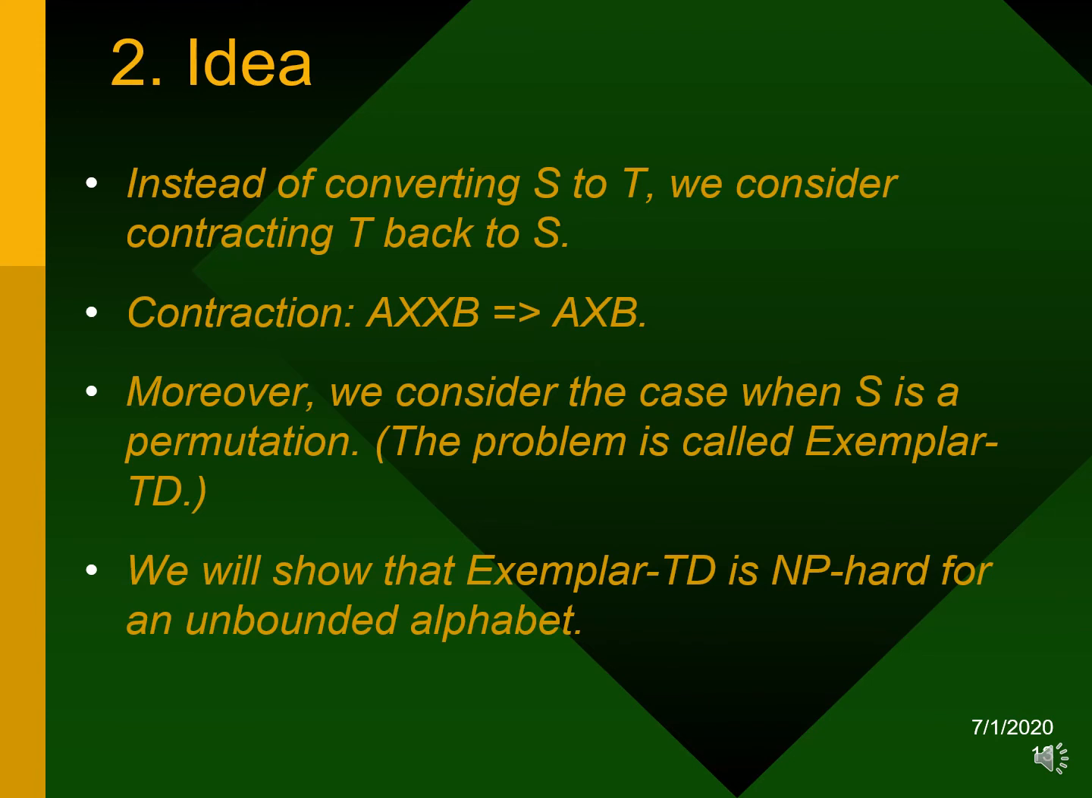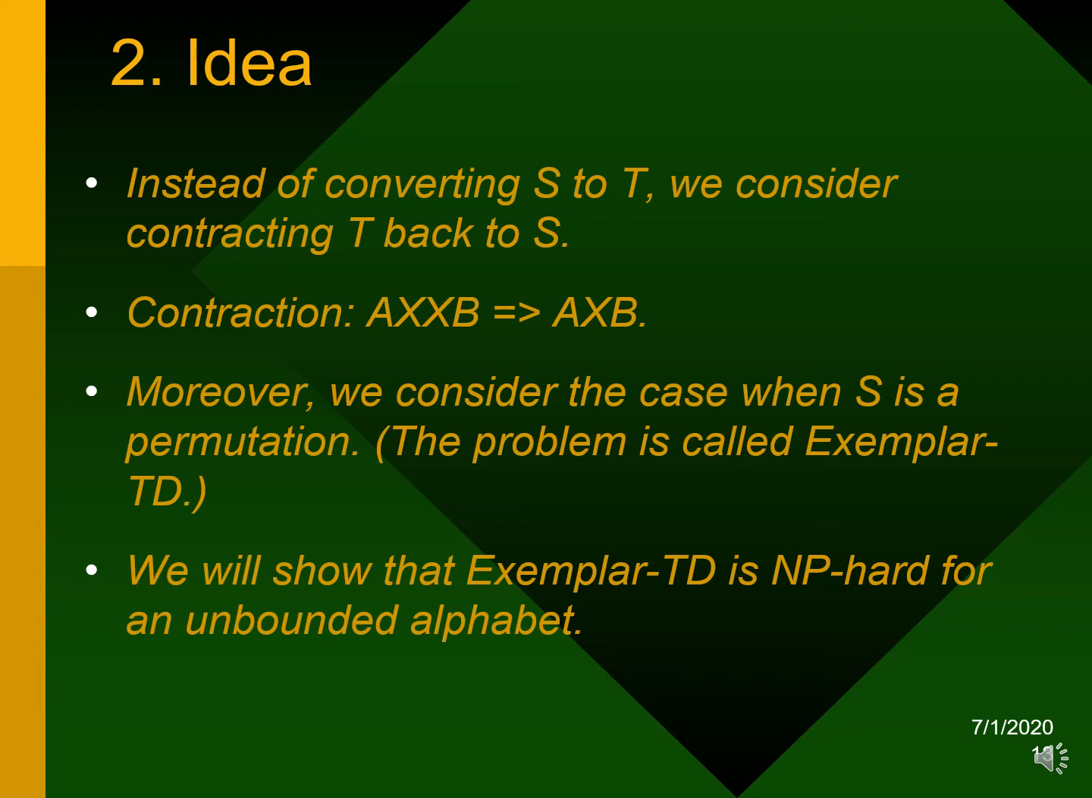So let me quickly go over the idea. First of all, in our proof, instead of converting S to T using tandem duplications, we consider the other way. So we consider contracting T back to S. A contraction is symmetric to tandem duplication, right? So you take XX in a string and delete one copy of X. Moreover, in our proof, we consider S to be a permutation.